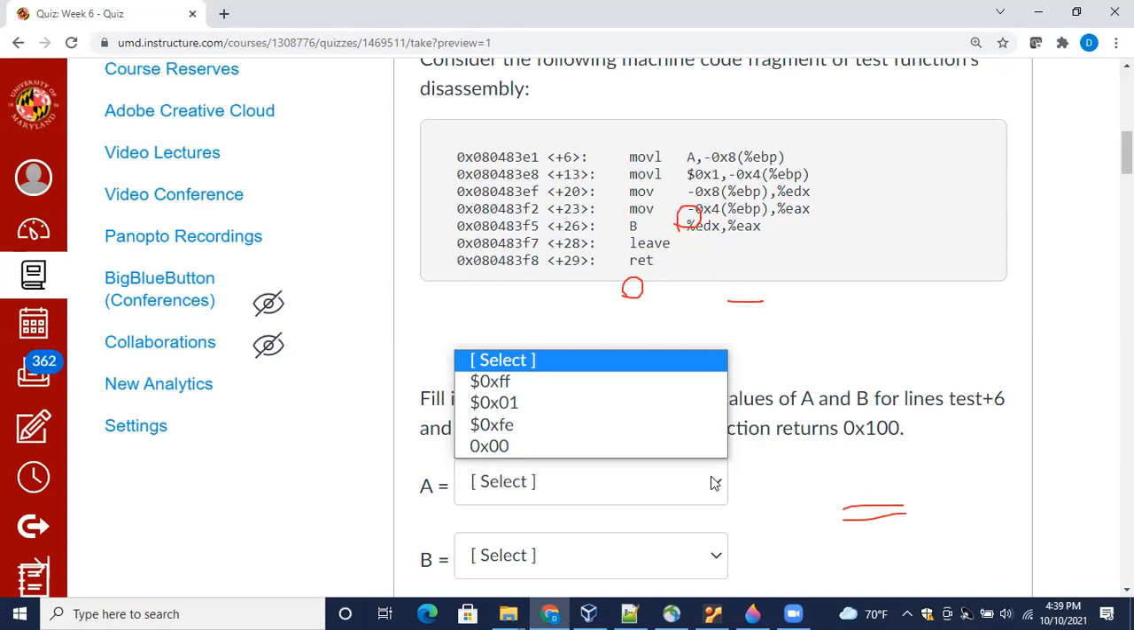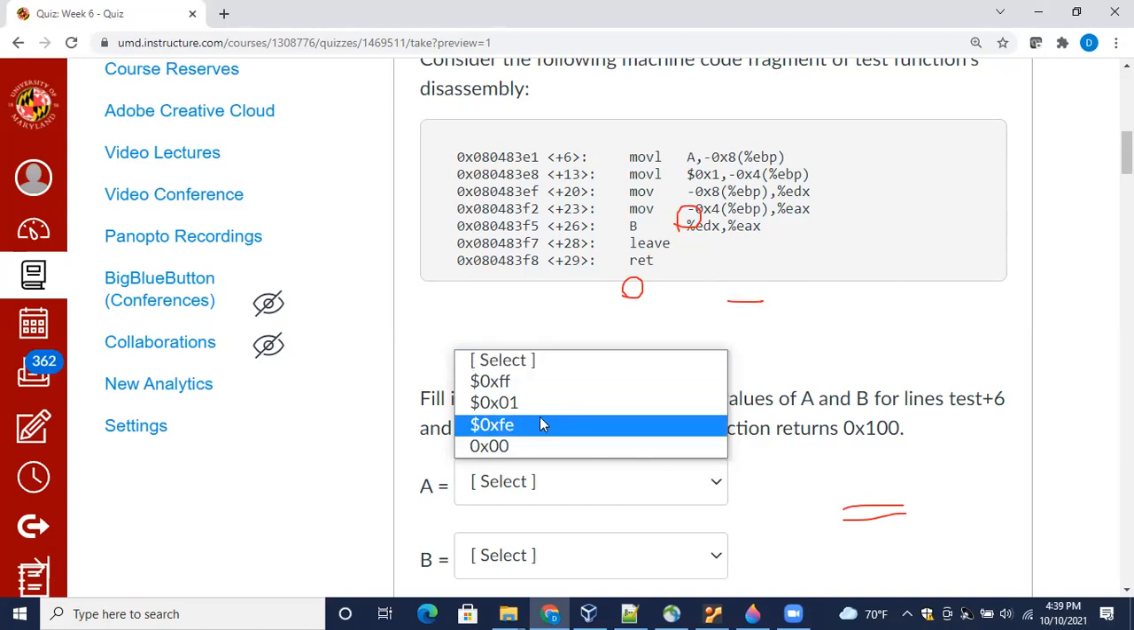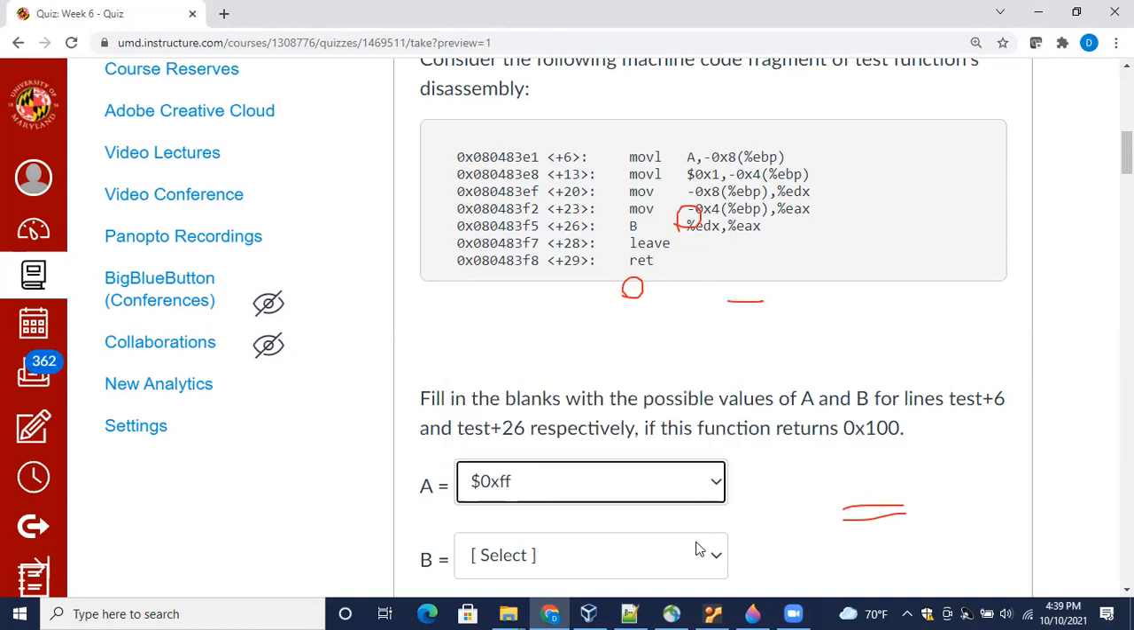What if I take A to be FF, right? And in that case, EDX is 255, because as you can see here, I'm transferring 255 to EDX. Right, here is 255. I put it here, so this is 255 and EDX has 255. But then I have 1 here in EBP minus 4. So possibly I can do an add as part of B.